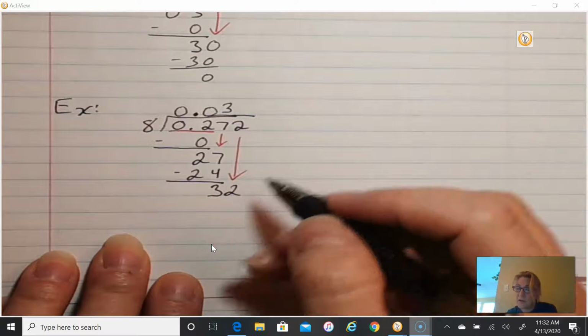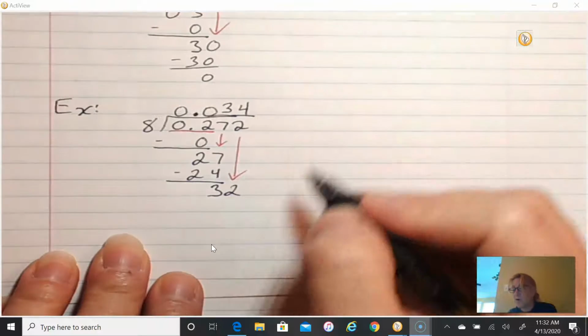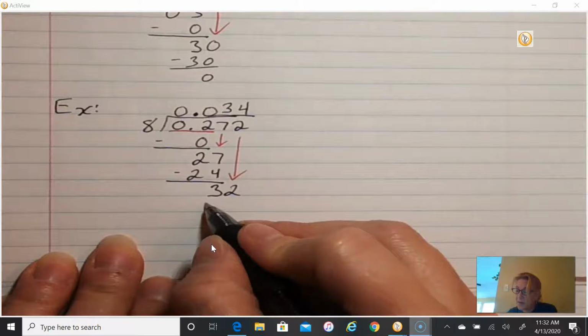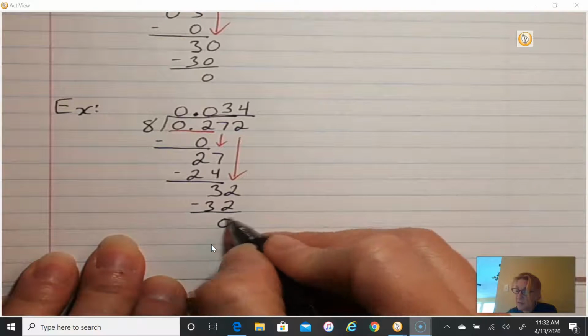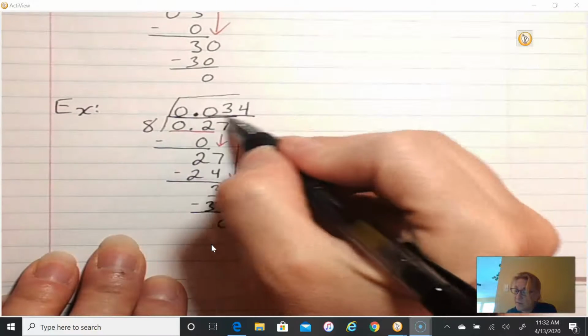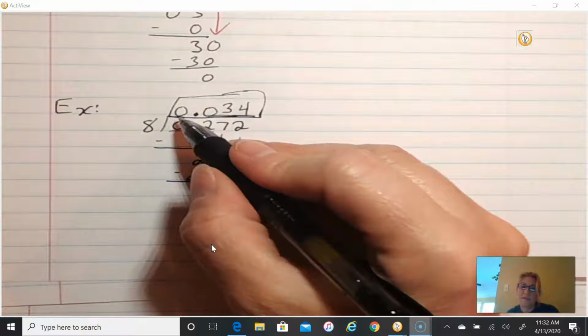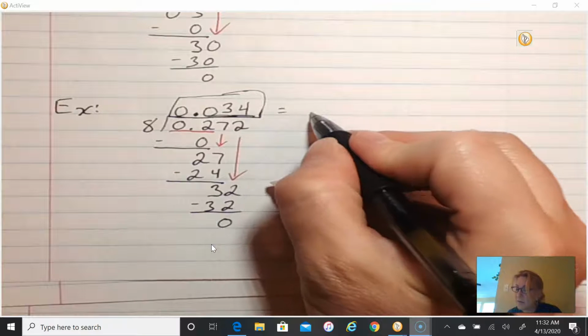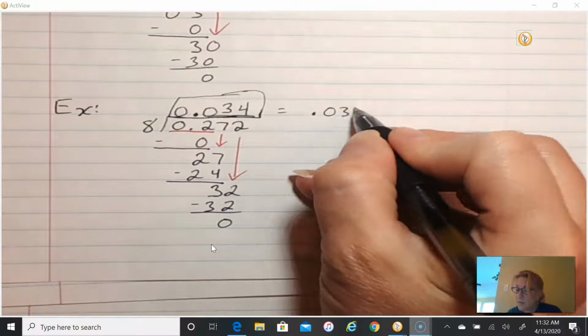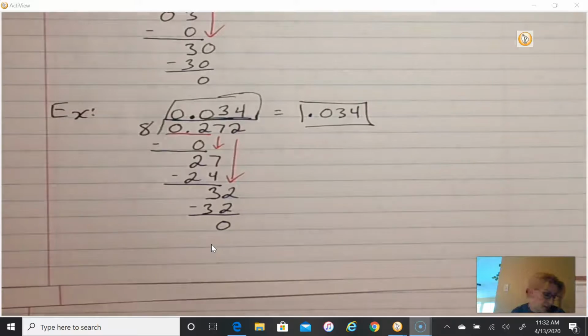8 goes into 32 4 times. Put that 4 over that 2. 4 times 8 is 32. And so there's your answer. You don't have to put that 0 there. Your answer could be 0.034 as well. It doesn't matter.